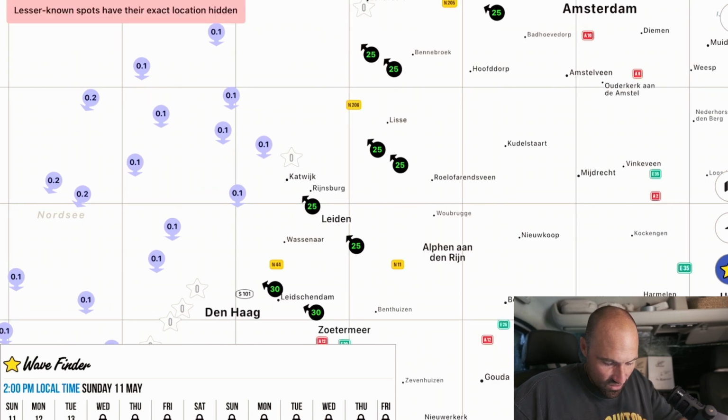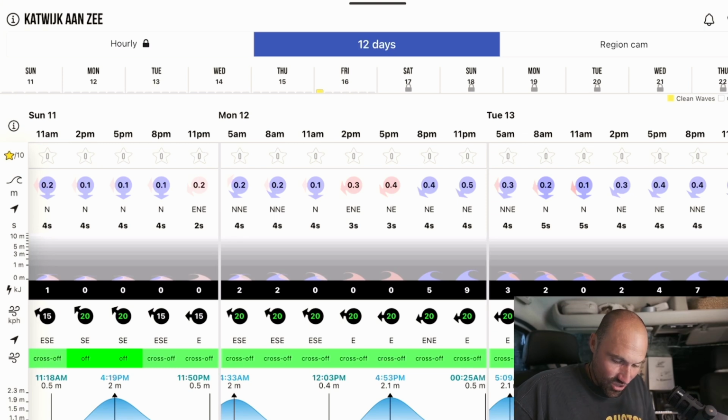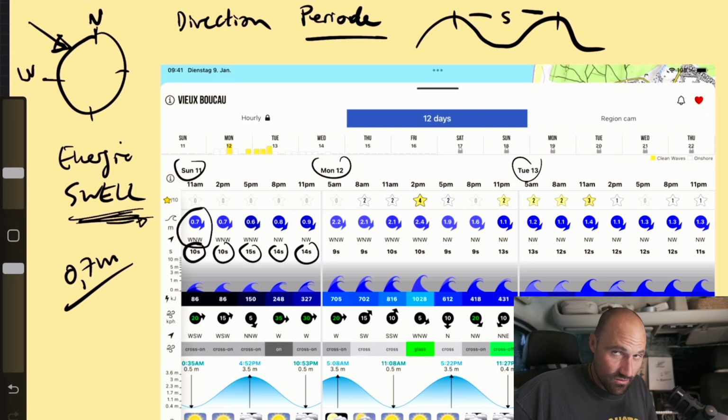Let's just take here, Katwijk aan Zee. Look at it. Boom. Here, Katwijk aan Zee. Look, what I just told you, it's like 4 seconds. It's a really low period as well. We go away. So back to our nice forecast here in France, where our surf camp retreat is.